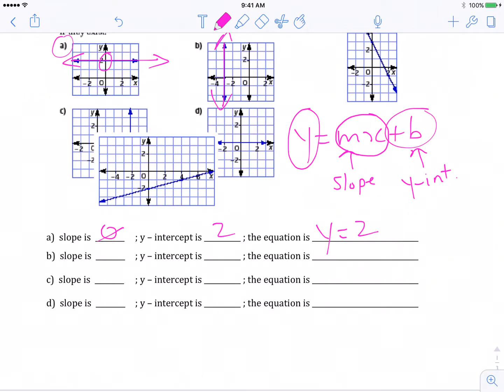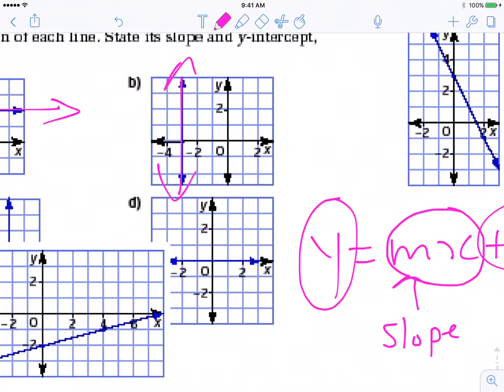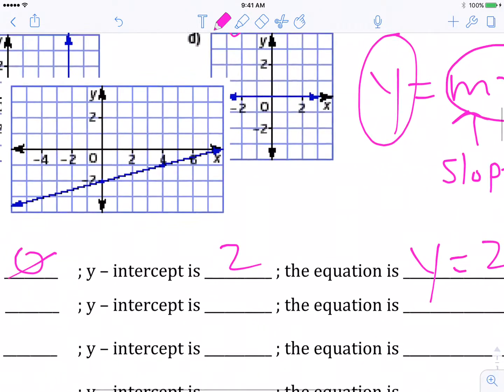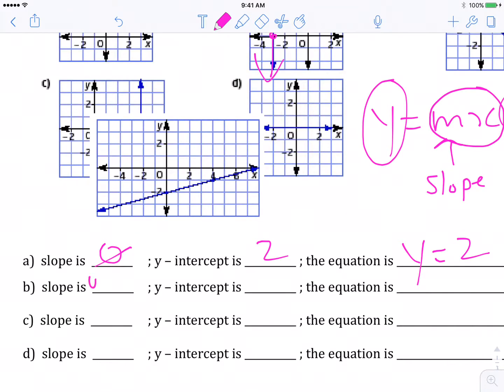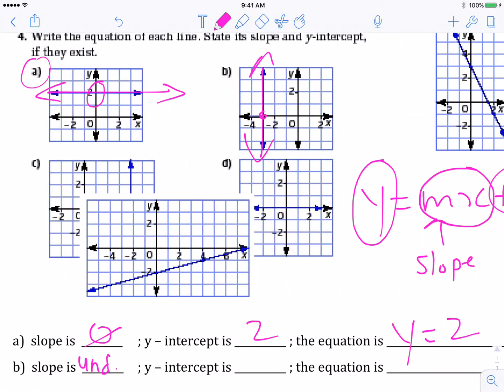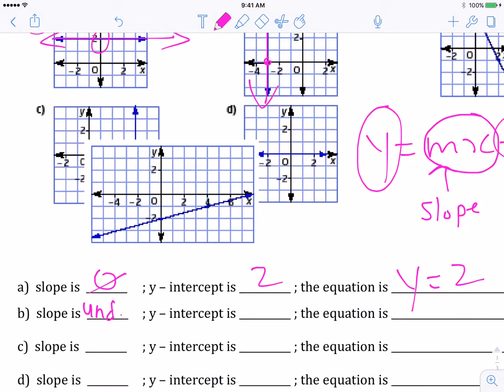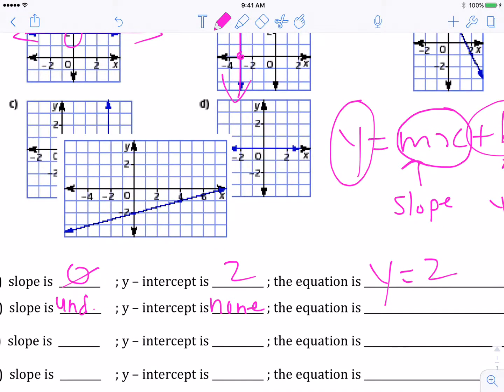In this case, for B, we have a vertical line passing through, again, -3 on the x-axis. And in this case, the slope is undefined. I'll just do UND for short. The y-intercept, it doesn't touch the y-axis. It's running completely vertical. This line is parallel to the y-axis and will never touch the y-axis, again, because they're parallel. So in this case, there is no y-intercept. So the equation here is unique as well, and it's x equal -3.